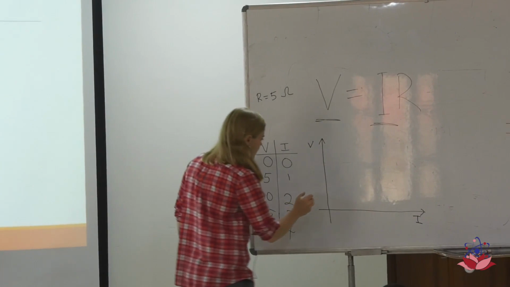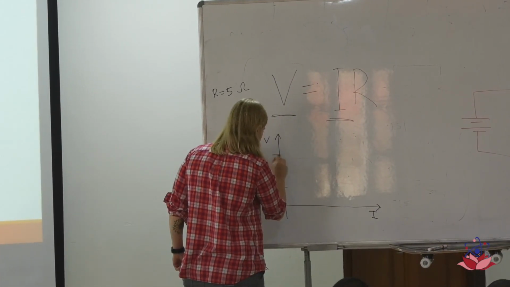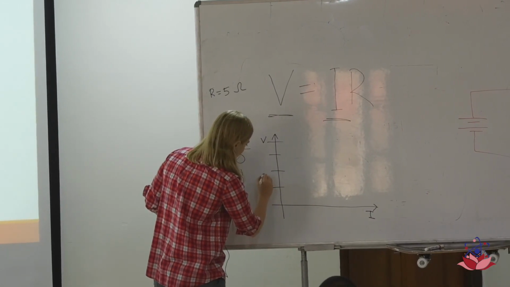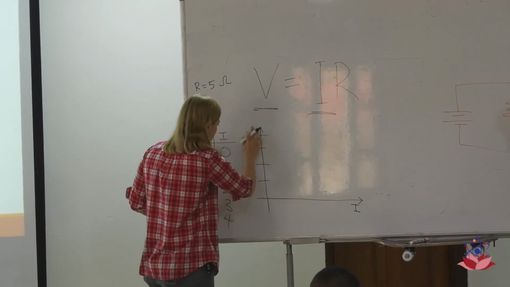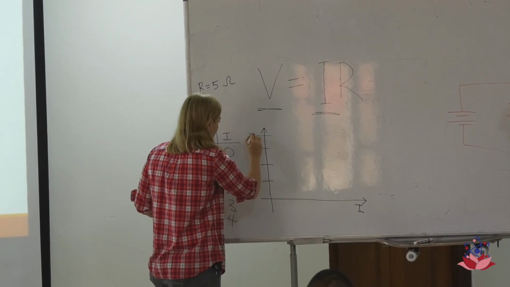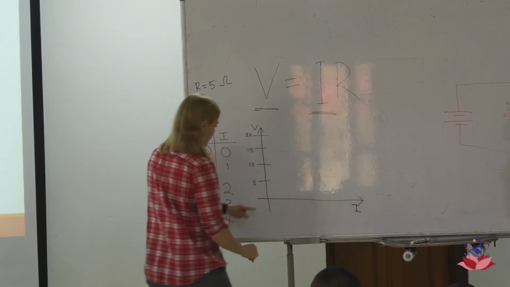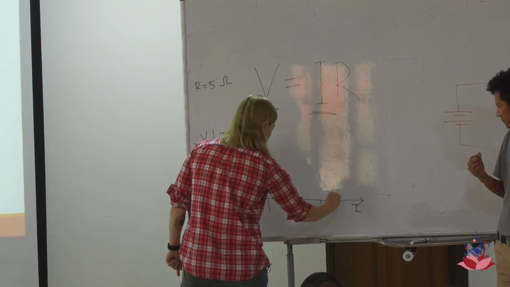So I'm going to make a few tick marks here. So 1, 2, 3, 4. So this is going to correspond to 5 volts, 10 volts, 15, and 20. And what about these? So I'm going to want to make tick marks for 1, 2, 3, and 4.